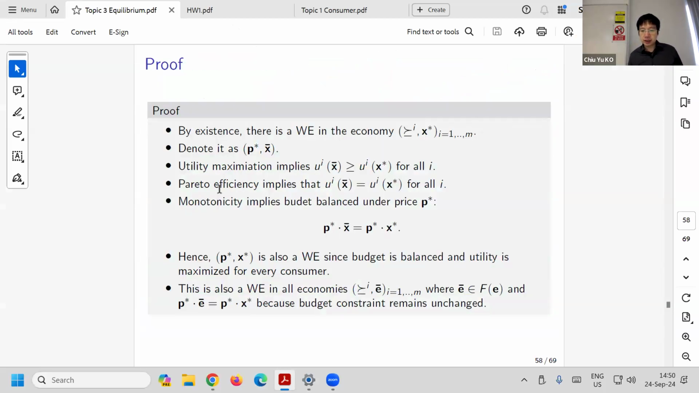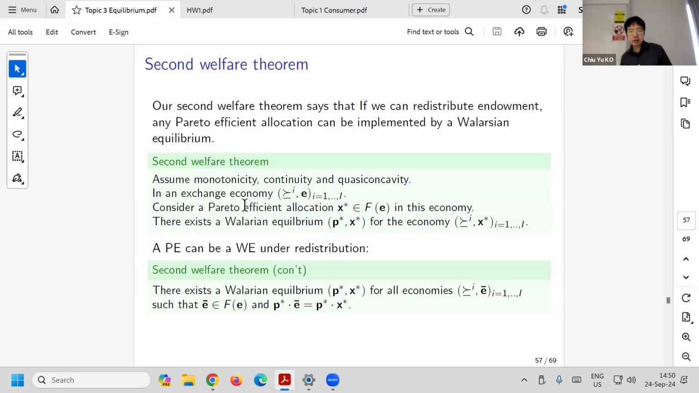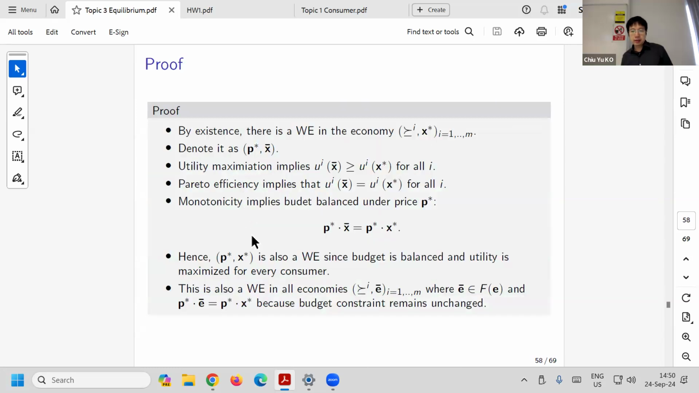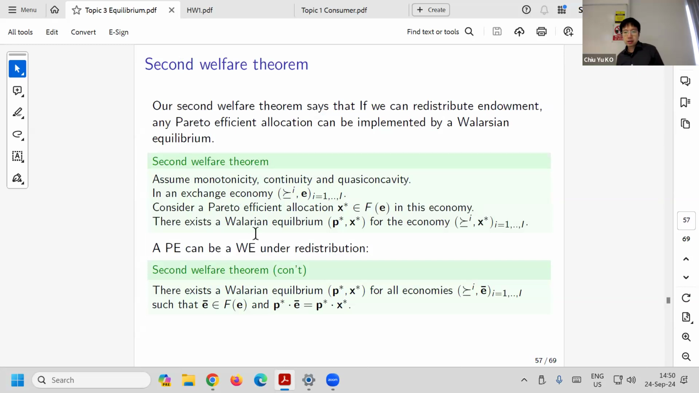The proof is rather not so complicated. Okay. And possibly I want to remind you the one big thing is this quasi-concavity is an addition compared to the first welfare theorem. The first welfare theorem actually doesn't require quasi-concavity, but the second welfare theorem does require that to happen.